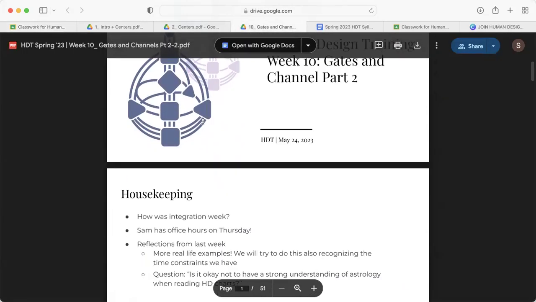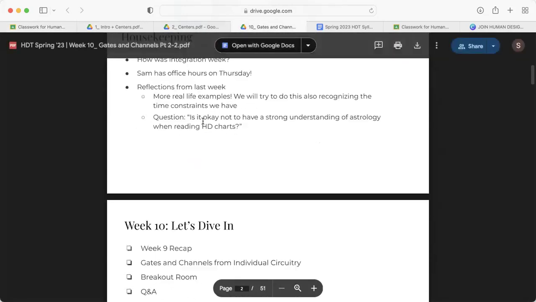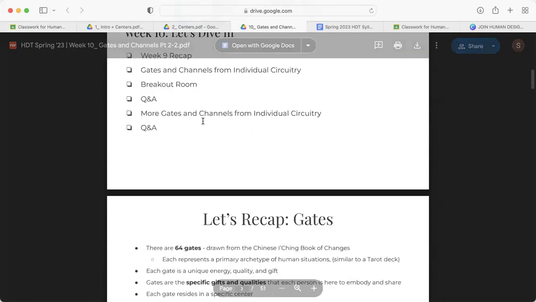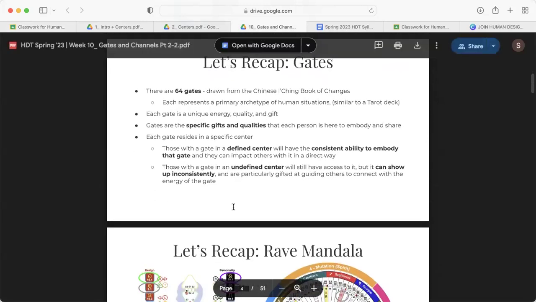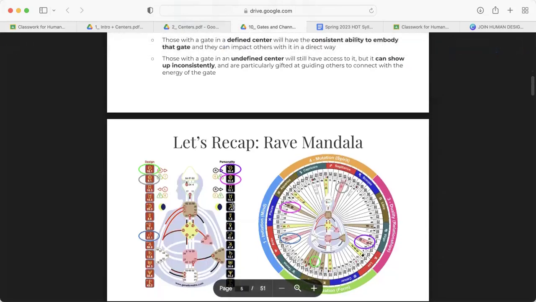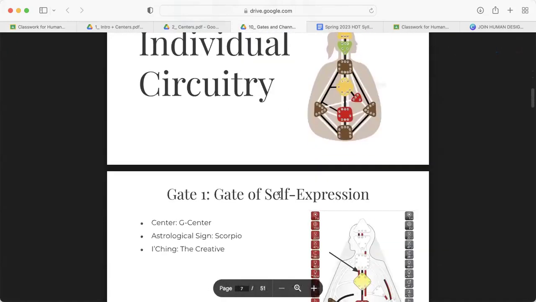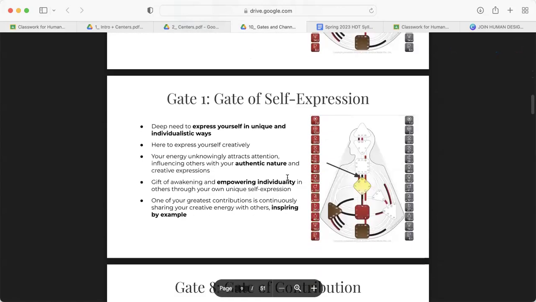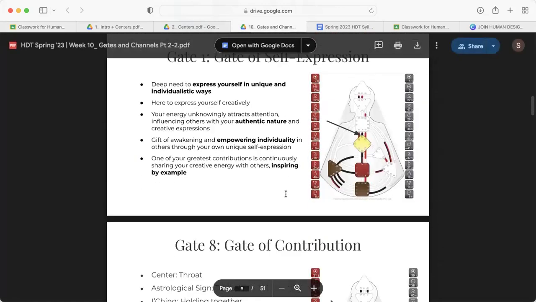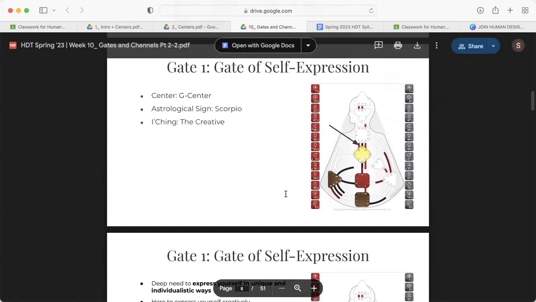Just as a quick example, we always start, by the way, with housekeeping and review and an agenda so you know where we're going. We recap to get the repetition. We recap really important ideas like the rave mandala, what channels are, and then we go into the gates and we have a lot of content and examples of what the gates are and what they mean.